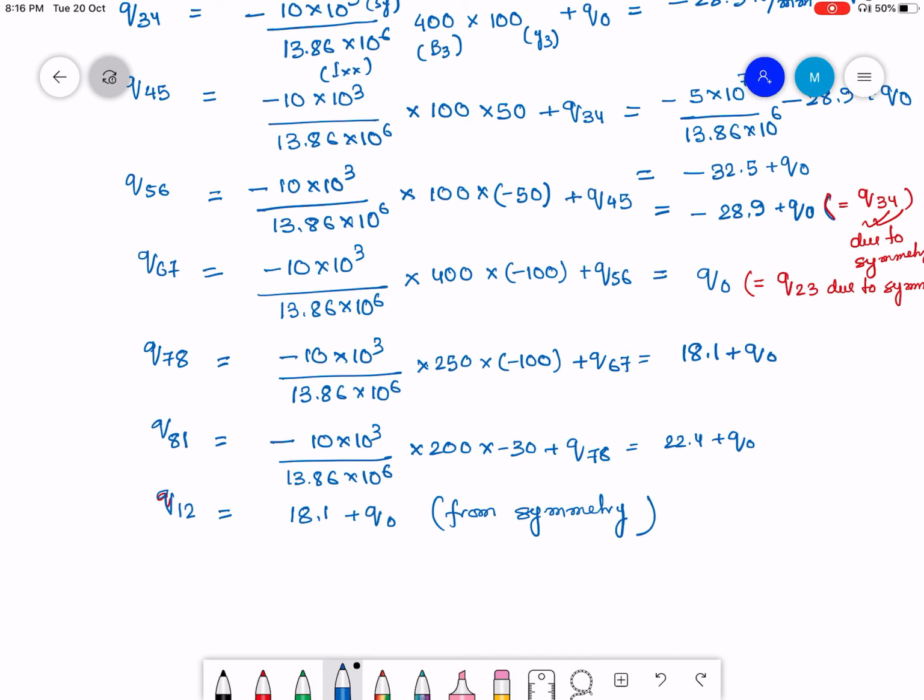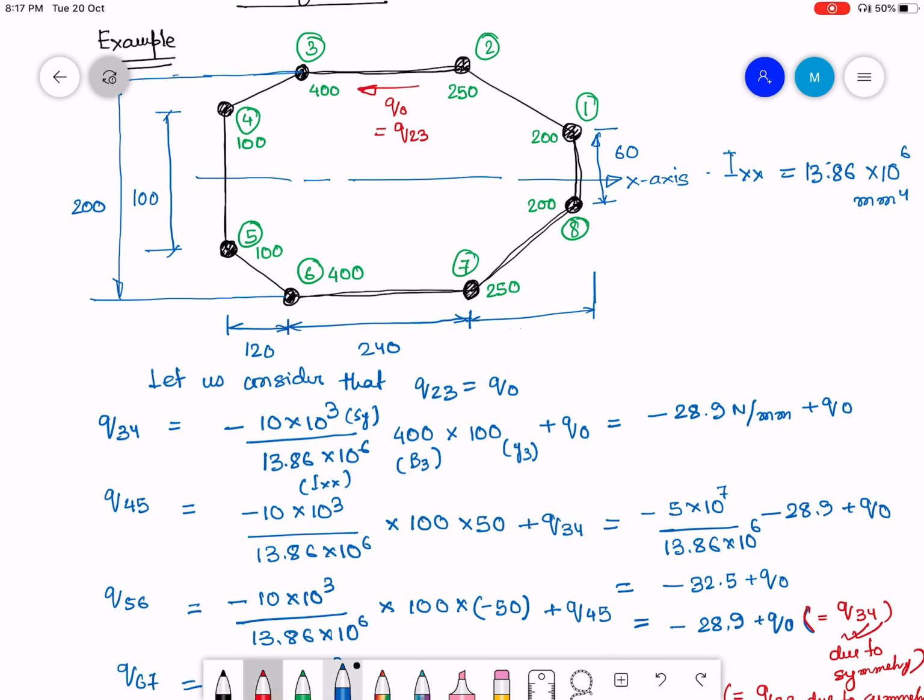Now I have got all the values for the shear flow. So let me just draw this and see what we are going to do next. Let me draw all the shear flow. So this is going to be Q0, and this is 28.9 minus Q0, and this is going to be minus 32.5 minus Q0, and then I have again minus 28.9, plus minus Q0.